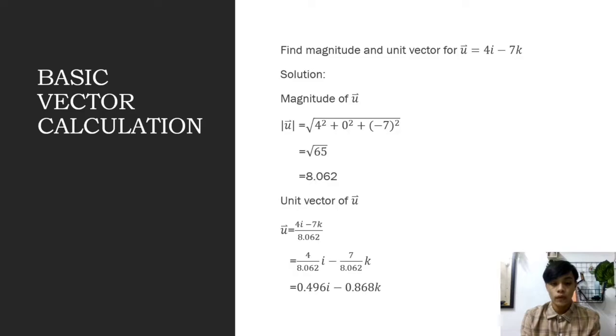Second, you must find the unit vector of u. So u hat equals 4i minus 7k divided by 8.062, so equal 4 divided by 8.062 i minus 7 divided by 8.062 k, and the answer is 0.496i minus 0.868k.